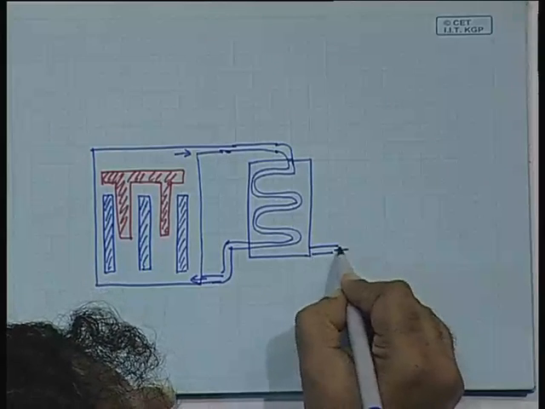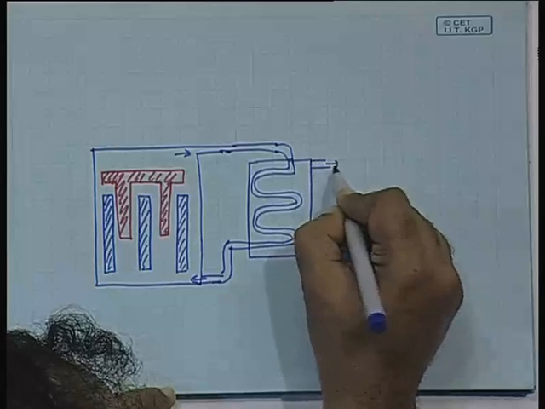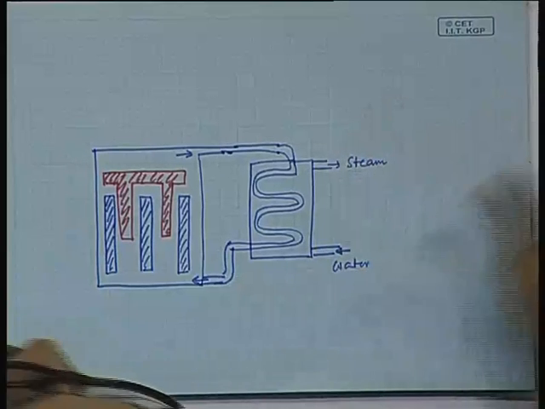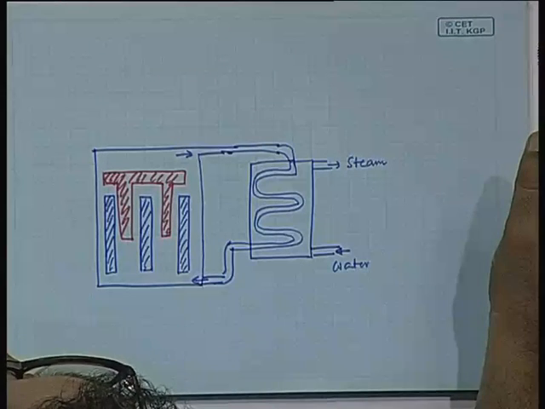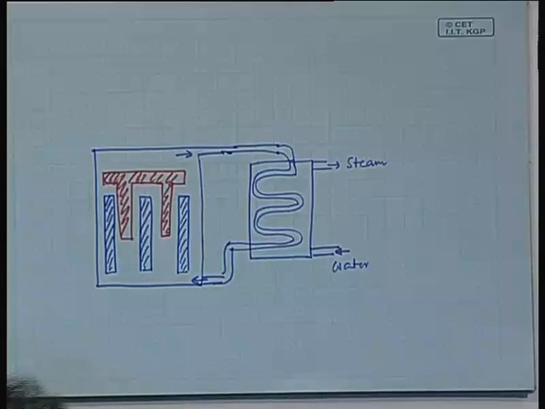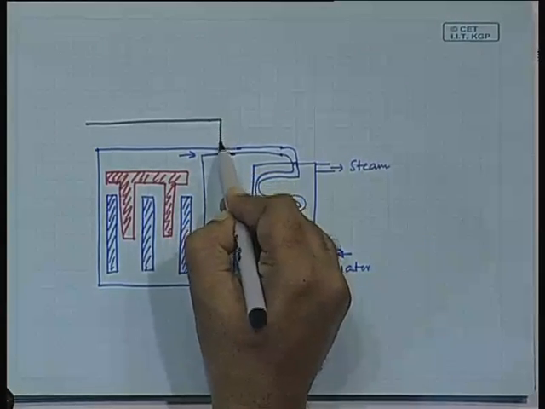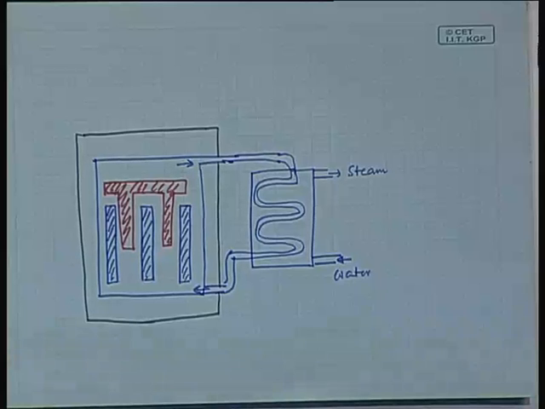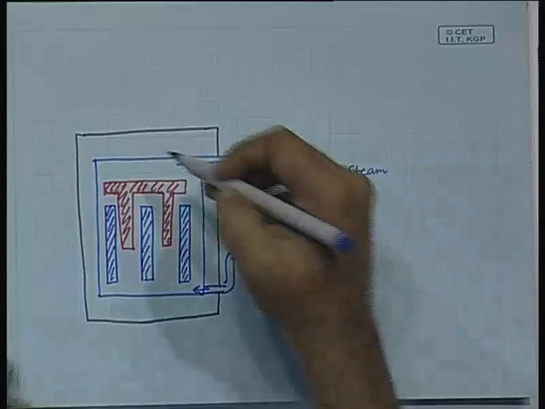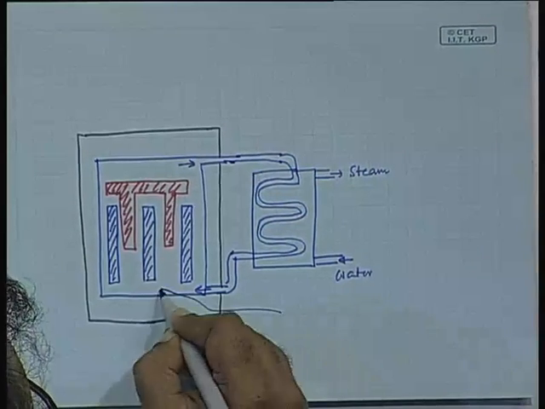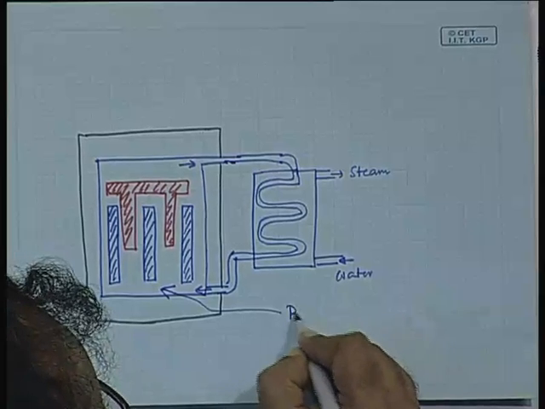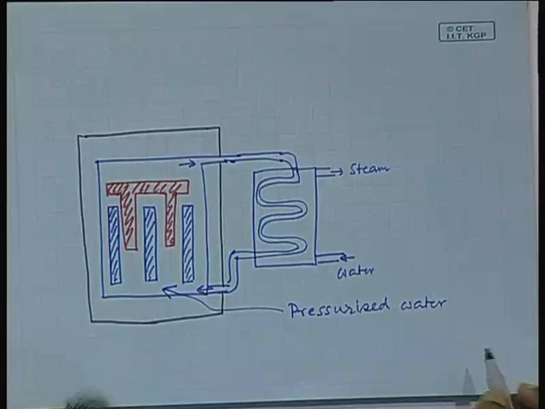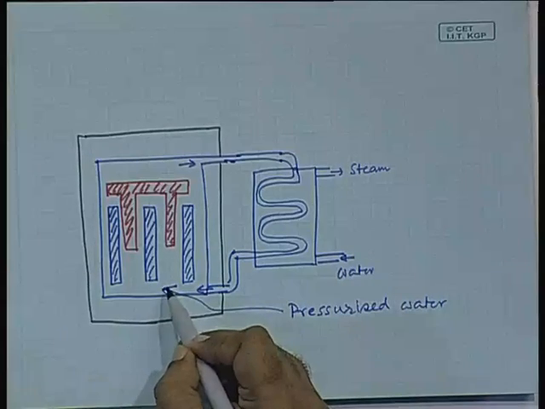And here you have water coming in and steam going out. The rest of it will be the same. And the whole thing will be encased in a steel casing. So, here in this part you have, sorry, your pressurized water, so here you have pressurized water, so that it is not allowed to boil.